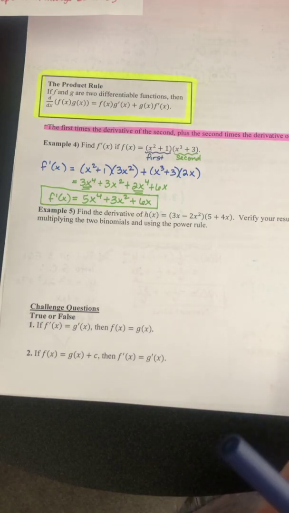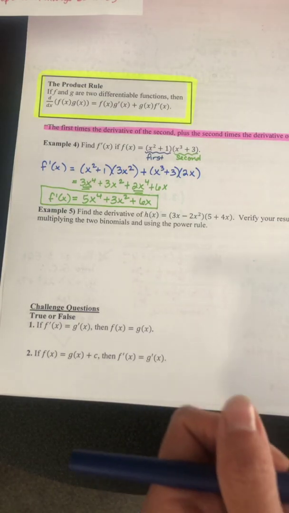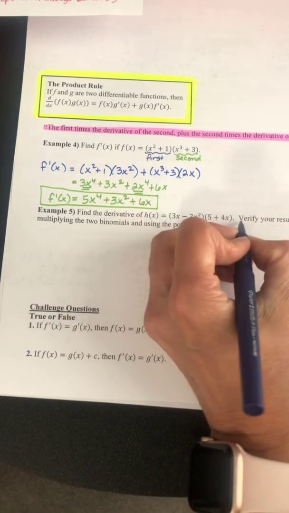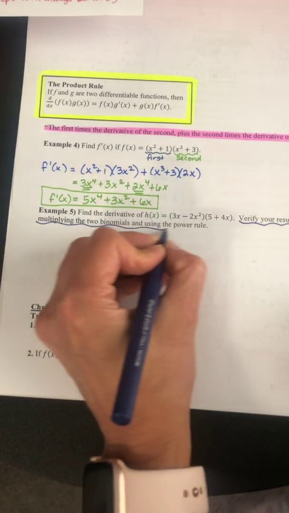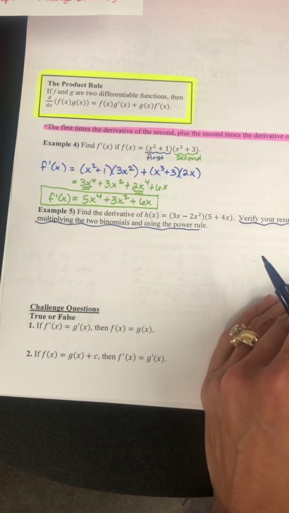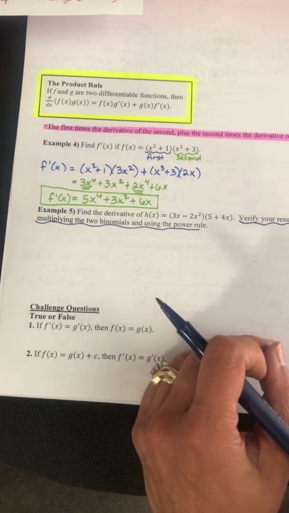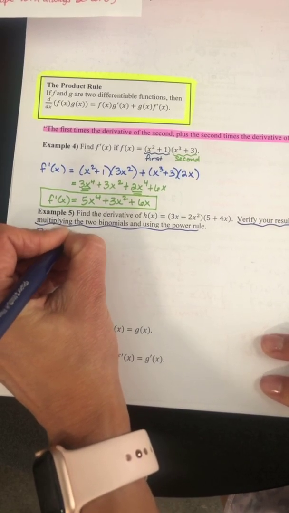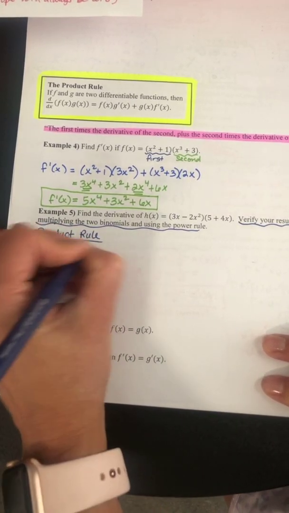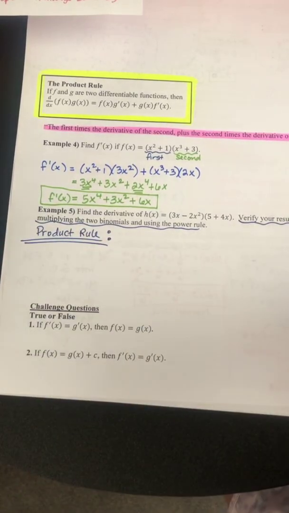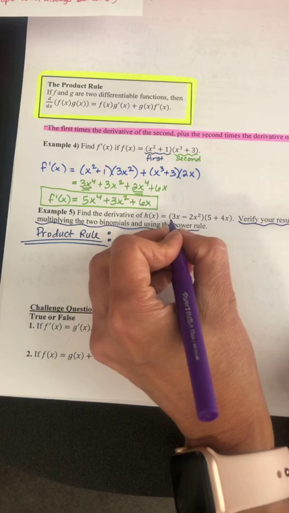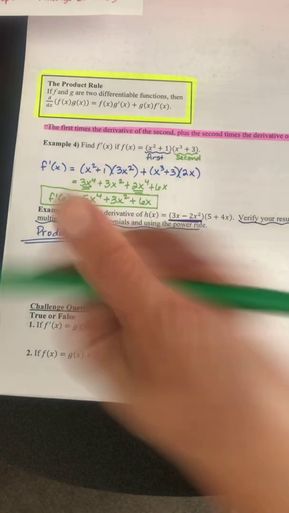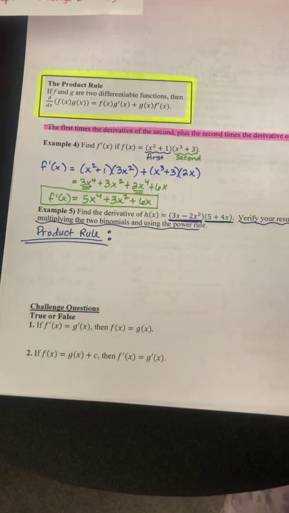All right, example 5, it says to find the derivative of h of x, verify your results by multiplying the two binomials and using the power rule, what I just said. So this time we're going to verify using the power rule. And you're going to see how much longer it takes to use the power rule versus our new product rule. Okay, so let's label this one product rule. Okay, and I'll just color code these. We'll let this one be my first one, and this one is my second function.